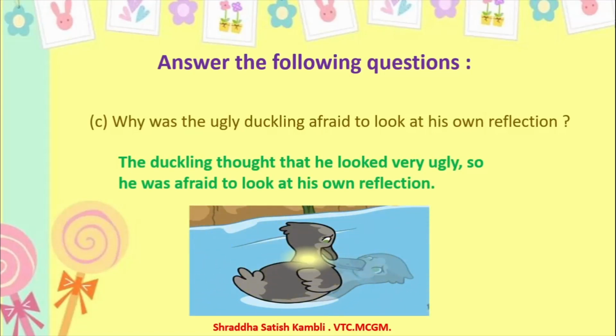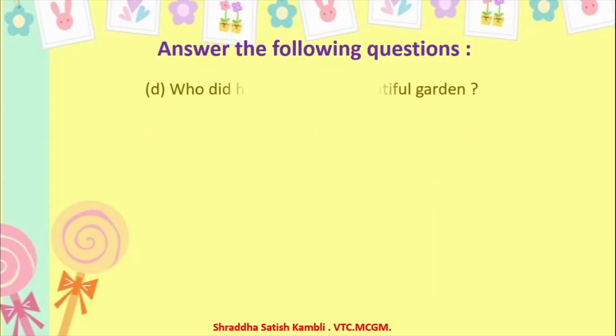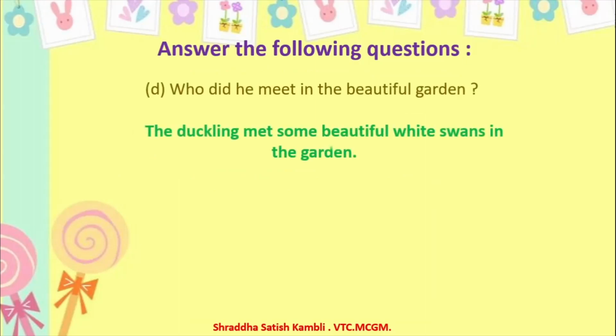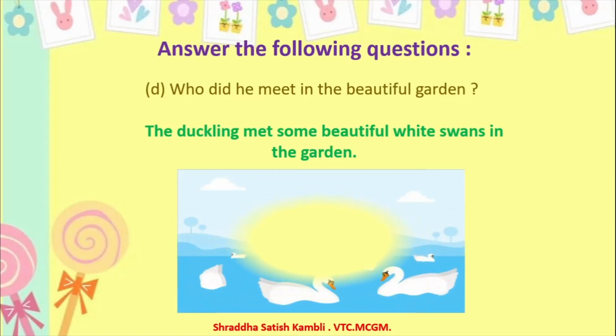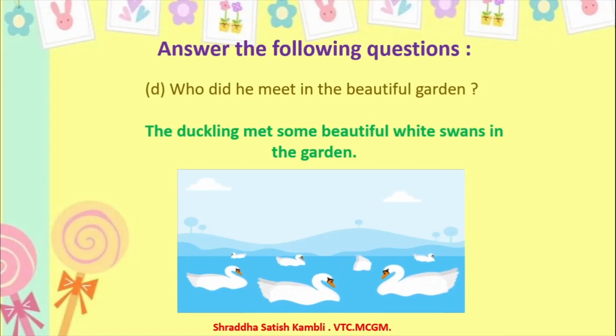Okay? So he never used to like to look at himself. That is why he never tried to look into the water, because he did not want to see himself. He hated himself. Okay? And then whom did he meet in the beautiful garden? He met the beautiful white swans in the garden. See? Beautiful swans, na? All of them were swimming and they were playing with each other. And he was very happy to see them.